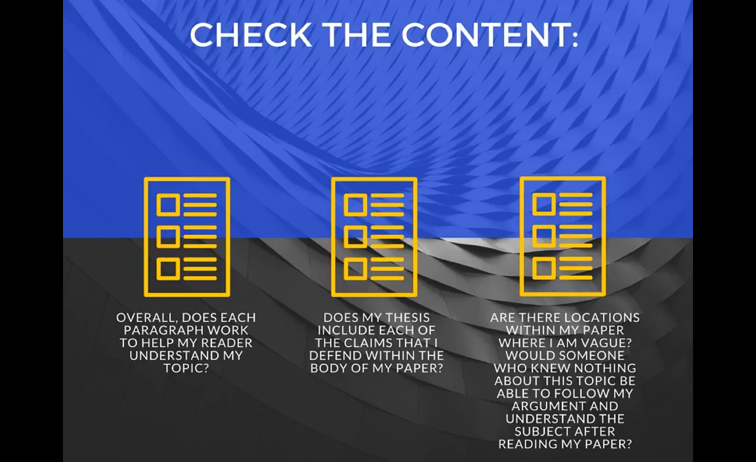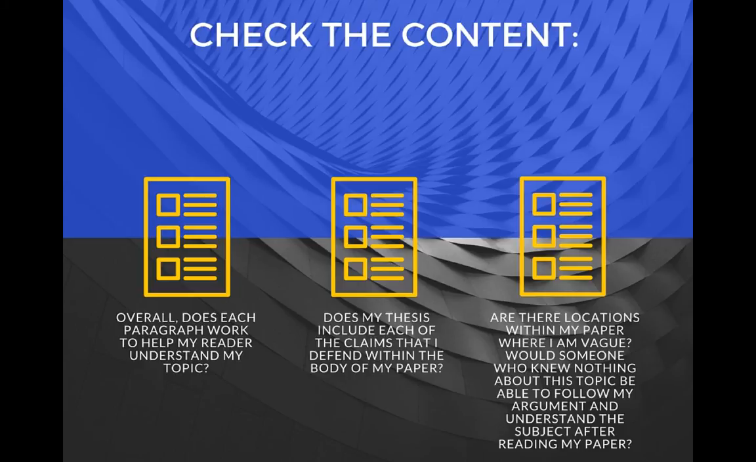So how do you go about checking the content? Well, first, as you read through your work, ask yourself this. Overall, does each paragraph work to help my reader understand my topic? In other words, is your work coming together to help the thesis? Does your thesis include each of the claims that I defend within the body of my paper? Is everything in your paper working together to prove that thesis that you made?